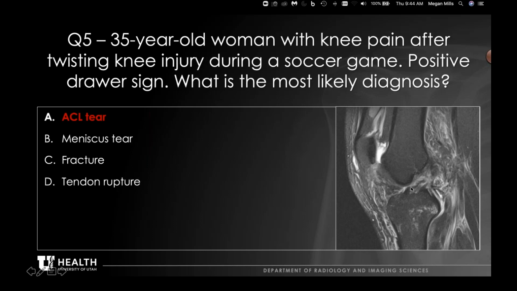And we can see that there's some ligamentous tissue here, but it's very wavy, lots of increased signal, lots of heterogeneity, and that was consistent with an anterior cruciate ligament tear. All right, questions about those quiz cases?